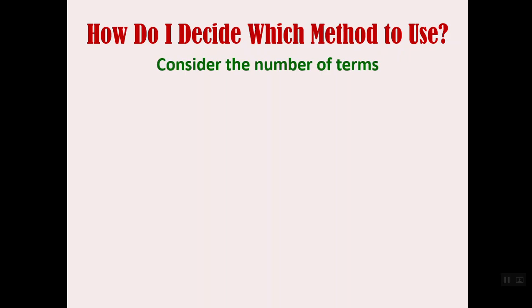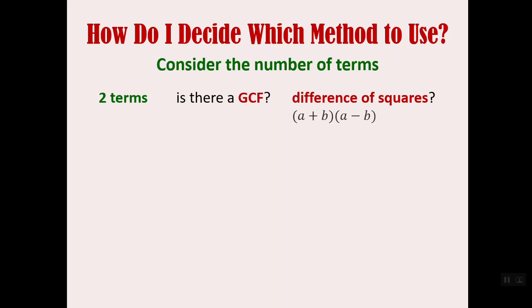Really, you need to just consider the number of terms of the expression that you're going to factor, and that's a good starting point. So if there are two terms, you first need to ask yourself, is there a GCF? And if there is, factor that out first. And then it could be difference of squares, because we know that difference of squares has only two terms. So if that's the case, then you're going to factor that in the a plus b, a minus b model.